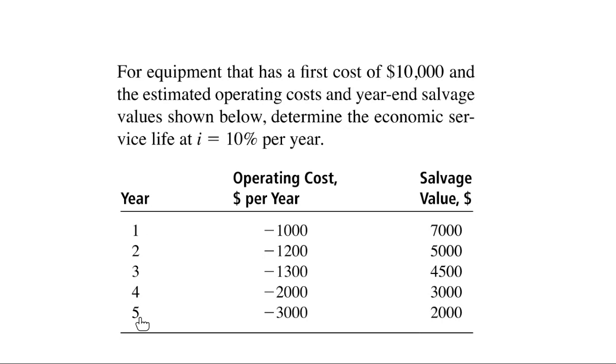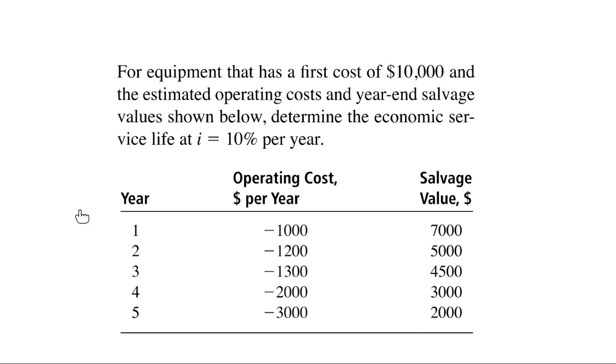So we have a number of years, 5, and we have the operating cost for each year and the salvage value for those years, as well as the first cost for that equipment. To solve this problem, we need to recall how we proceed with the economic service life. In the economic service life, we have to find the annual worth for every single year, considering the operating cost given for that year and the salvage value.